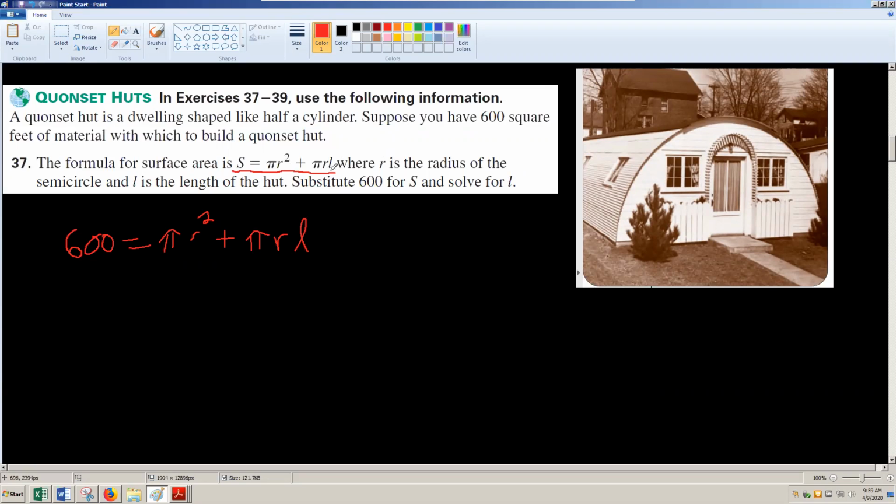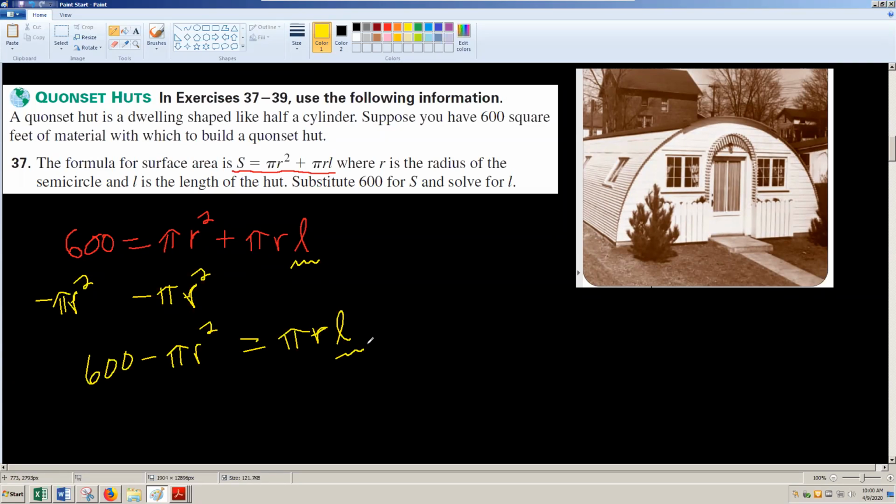Okay, so we can solve for L here. We're going to have it in terms of a variable r, but that's okay. When I'm trying to get L by itself, I first want to get all of the other constants away. Now I don't know what r is, but it's just a constant here. So I basically want to start by subtracting pi r squared from both sides. Sorry, my r values are barely legible at best. So I get 600 minus pi r squared, and that equals pi r L.